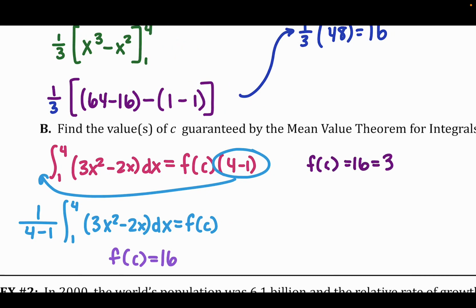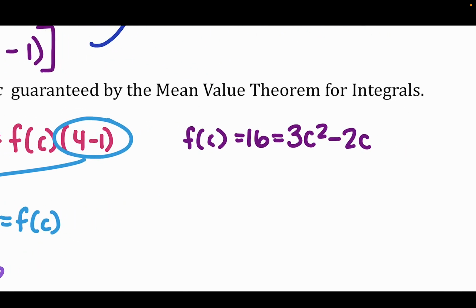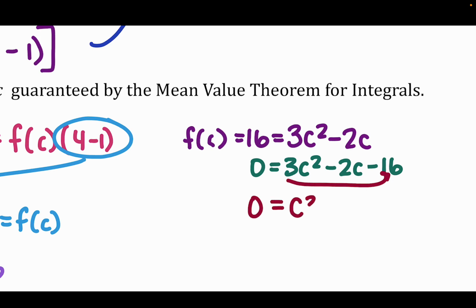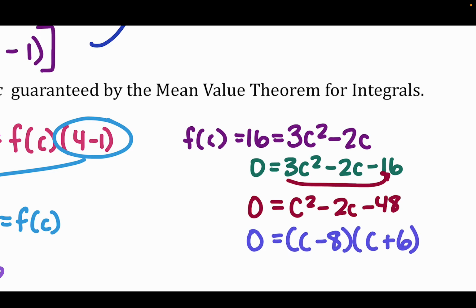So instead of 3x squared, it's 3c squared minus 2c. Now let's go ahead and solve this. I'm going to subtract my 16 to the other side to get this equal to 0. Now you can either use grouping or the bottoms up method. I'm going to use bottoms up, so I'm going to multiply my 3 to my 16. So that's going to be a negative 48. I'm multiplying to get negative 48 and adding to get negative 2. So that's negative 8 and a positive 6.